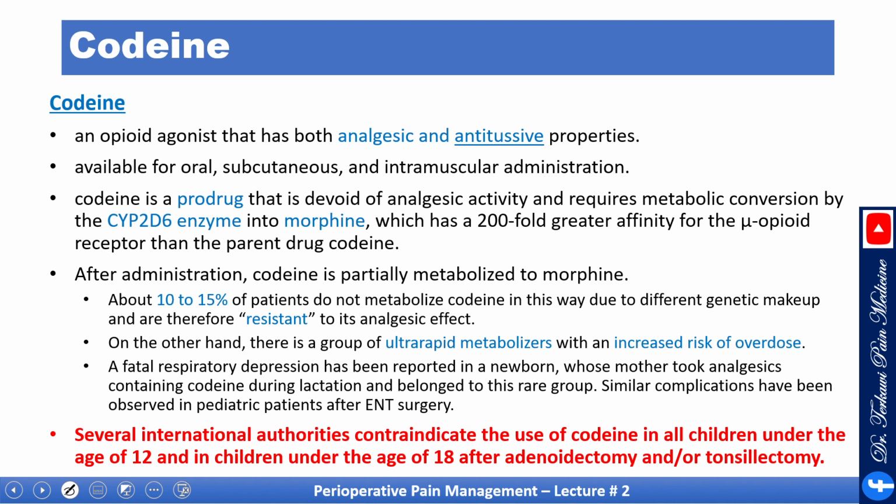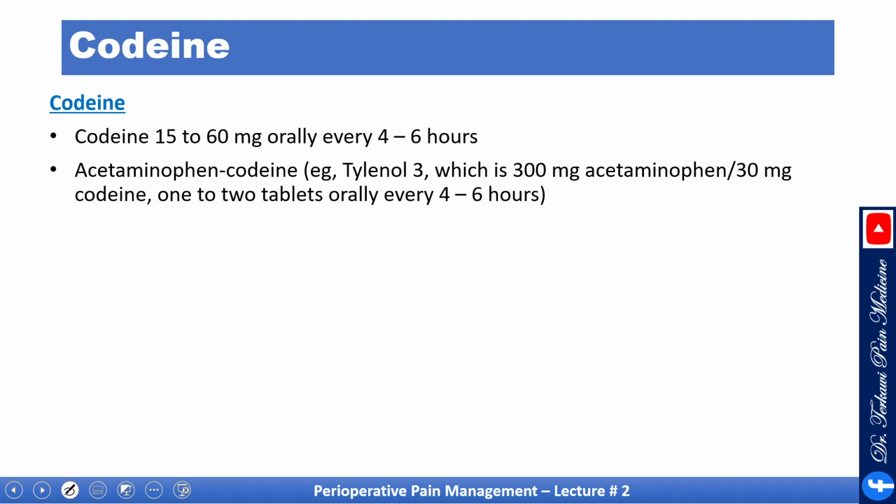Several international authorities contraindicate the use of codeine in all children under the age of 12 and children under the age of 18 after adenotonsillectomy. Codeine is usually given as 15 to 60 milligram orally every 4 to 6 hours. Usually it's mixed with acetaminophen in the form of Tylenol 3, which comes as 300 milligram acetaminophen with 30 milligram codeine. Sometimes some manufacturers mix it with 60.